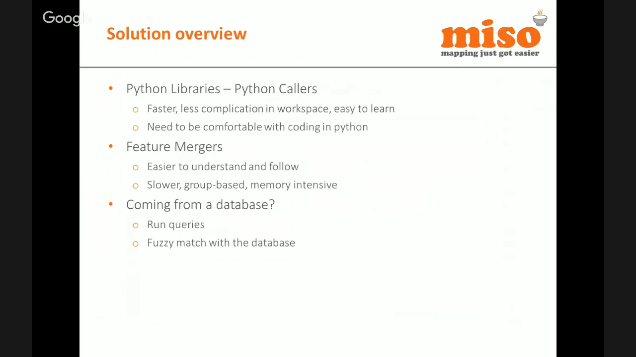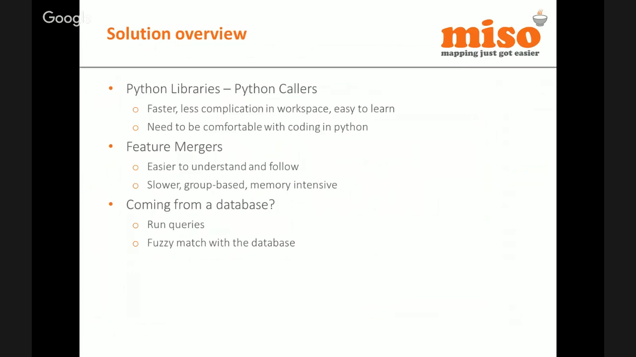Right? If you're coming from a database, you could run some queries. Instead of going from flat files like we were, you could connect to a database and pull all the features in through there. Or even better, you could use the database to do the match for you. When you call it, get the database to do a fuzzy match on a string and then bring it through.